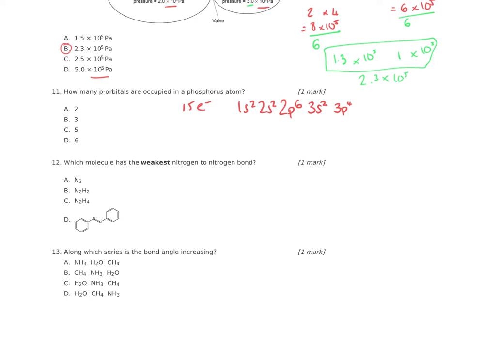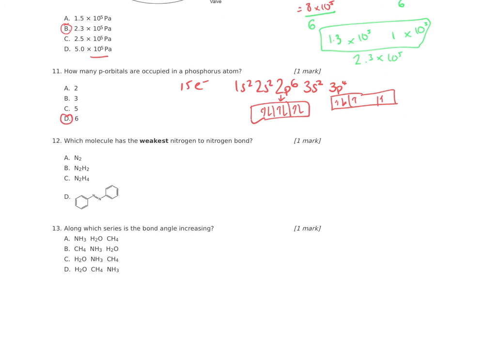Okay, so how many orbitals are occupied? Well, if this is 6, that's 3 p orbitals. And this is 4. So it's going to be 1, 2, 3, 4. Okay, so that's going to be actually all 6. It doesn't matter if it's half occupied, it's still occupied, it still has an electron in it.